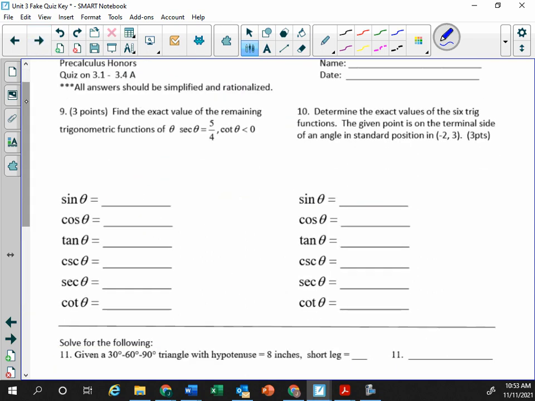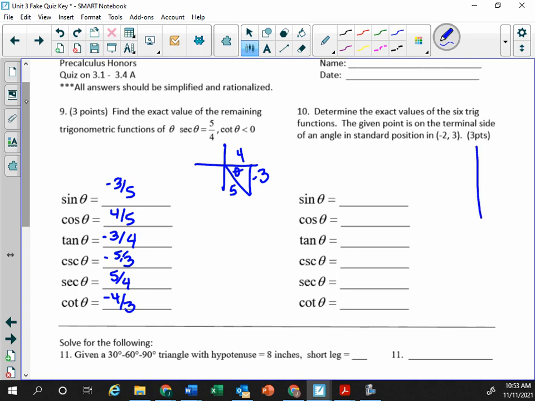All right, last page. These are the ones where you need to draw the triangle and make sure you've got it in the right quadrant. This one, we were talking about a 4th quadrant angle. That's where secant is positive and cotangent is negative. So you end up with negative 3/5 for sine, 4/5 for cosine, negative 3/4 for tangent, negative 5/3, positive 5/4, and negative 4/3.